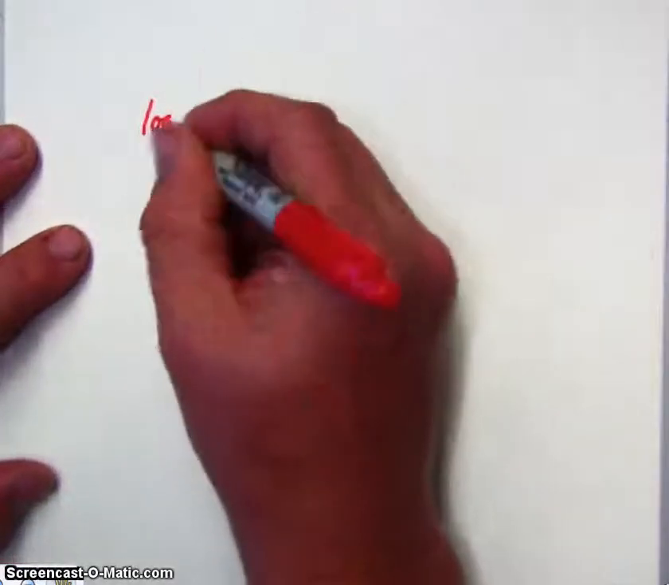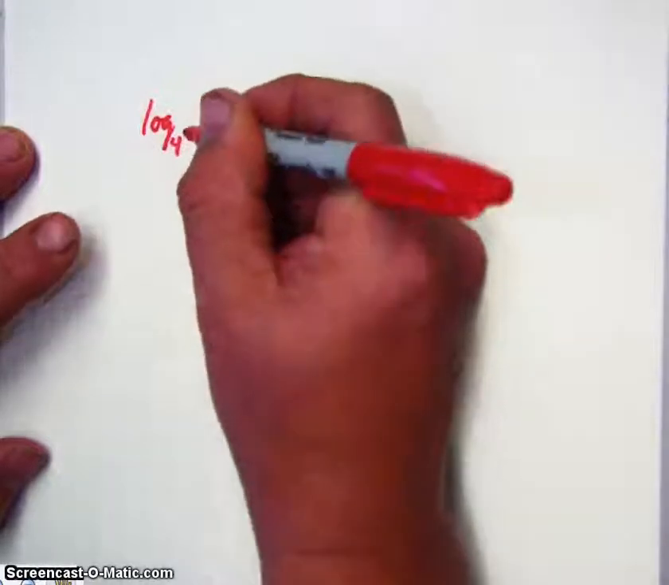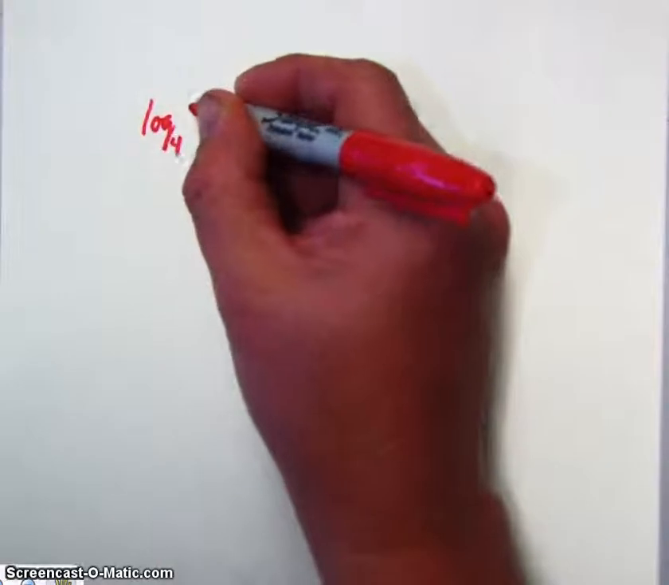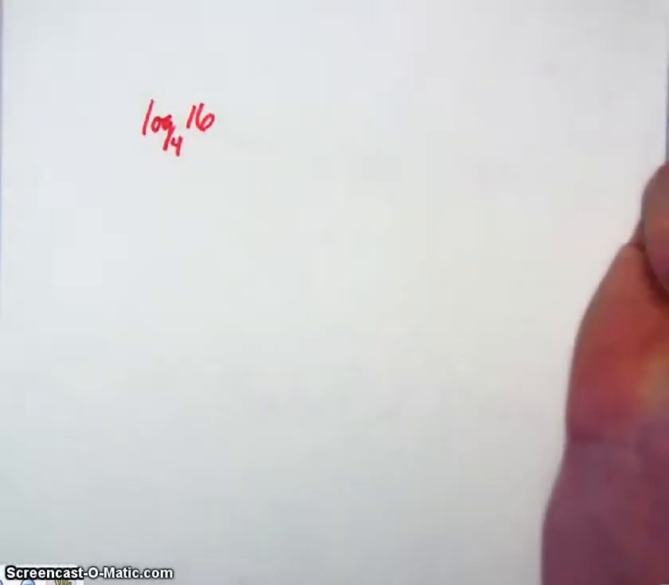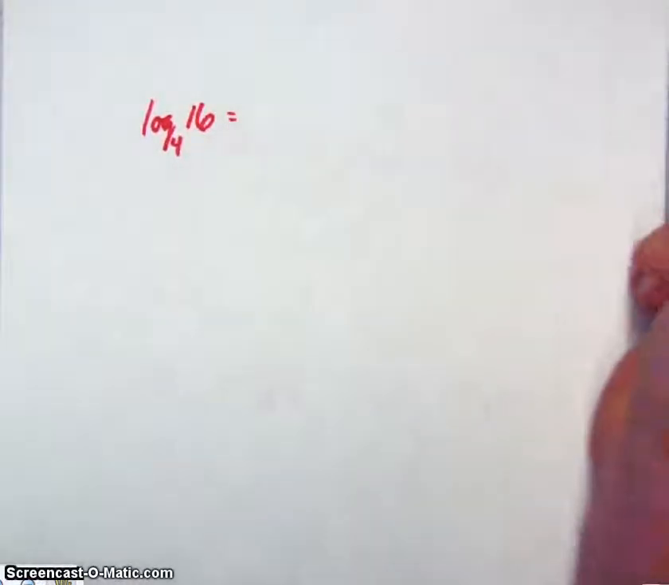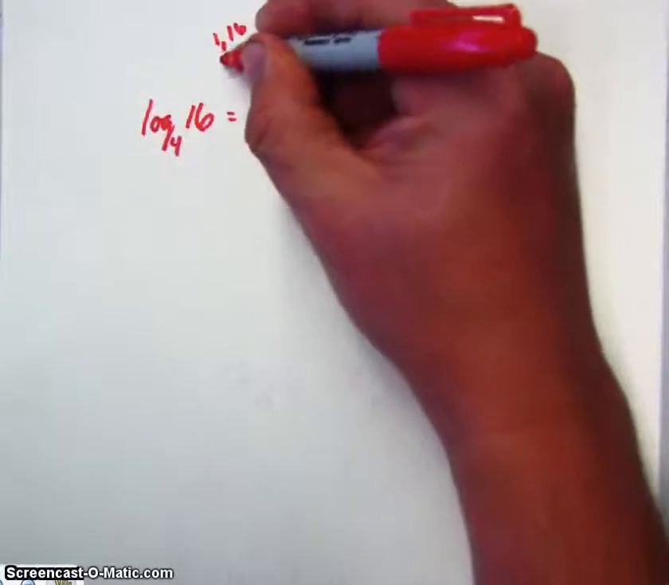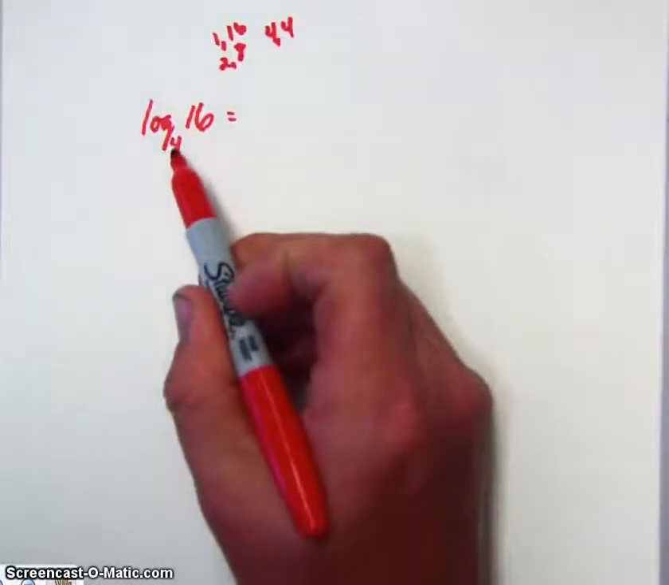Now let's do some where we expand. So if I have log base 4 of, let's do 16. That's a single log. I want to rewrite it, or in other words expand it, into at least 2 logarithms. One way you can look at it is what are the factors of 16? I can do 1 and 16, 2 and 8, and 4 and 4. So there are actually 3 ways I can expand this.